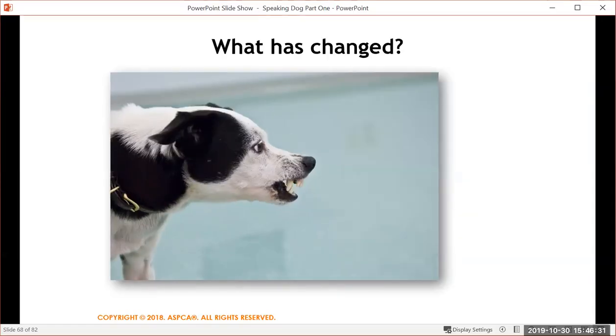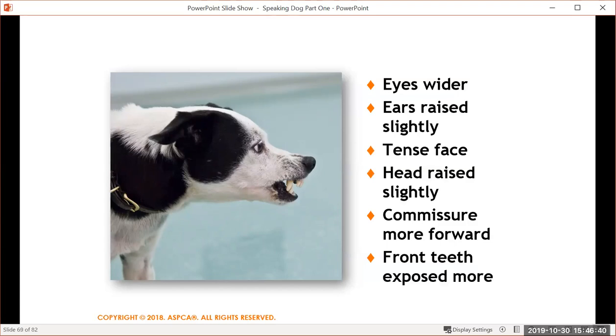And finally, what has changed here? The threat has become even more intense. Her eyes are even wider. She's now raised her ears a little bit. Her head is raised even a little bit more, so she's more threatening in her posture, and the commissure is even more forward, and now she's clearly showing all of her front teeth.